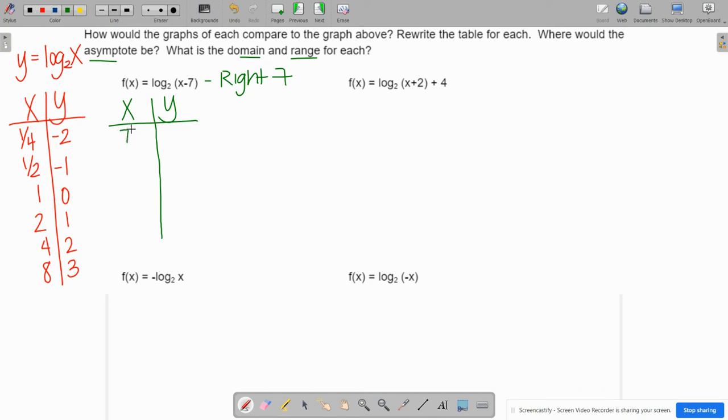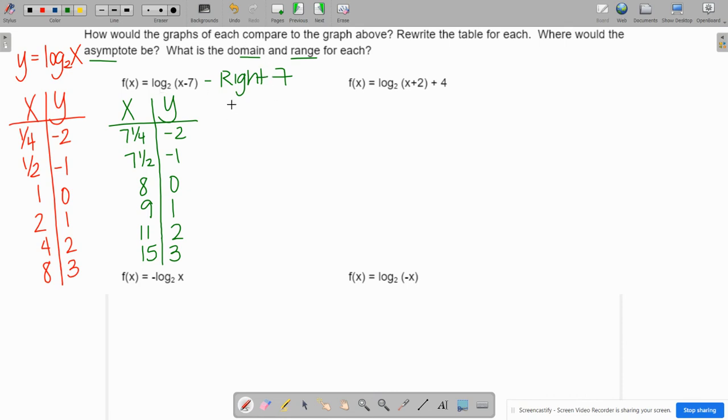So this would be 7 1/4, comma, -2 for your first point. 7 1/2, -1. 8, 0. 9, 1. 4 plus 7, that's going to be 11, 2. And then 8 plus 7, that would be 15, 3. So all of these we're able to go through and just adjust based on how the graph is actually going to move.